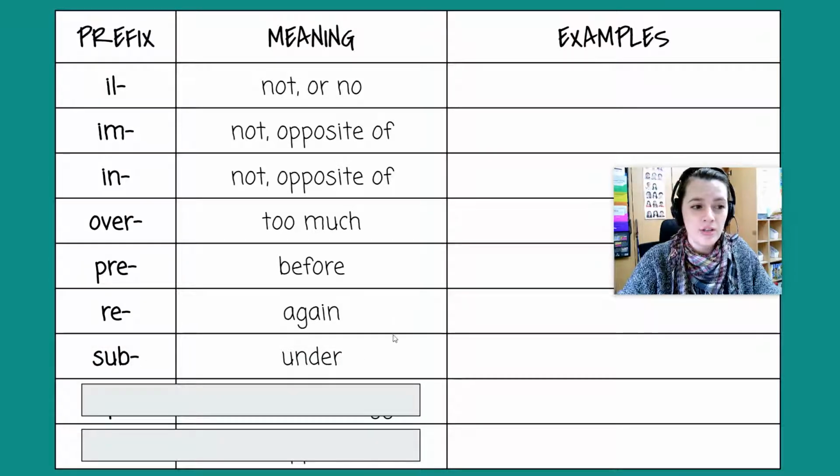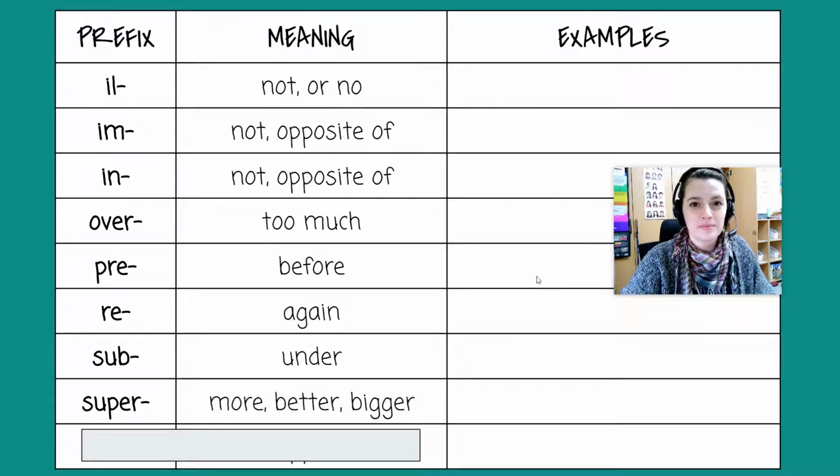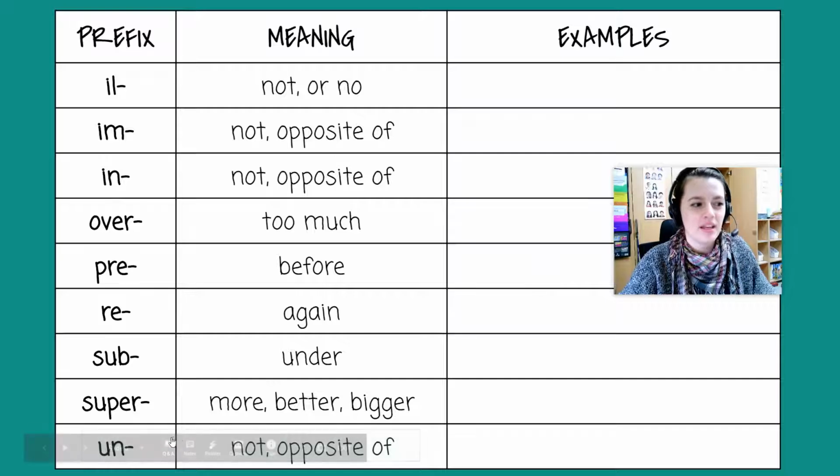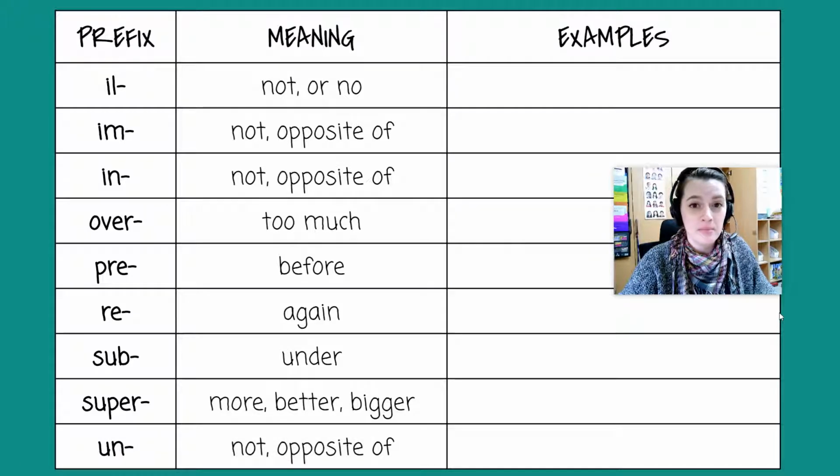Sub, under. Subway, the subway goes underneath the ground. Super, more, better, bigger. My hamburger was supersized. It was bigger than a regular hamburger. Last one, un means, gotta wait for the little, okay. Un means not, opposite of.